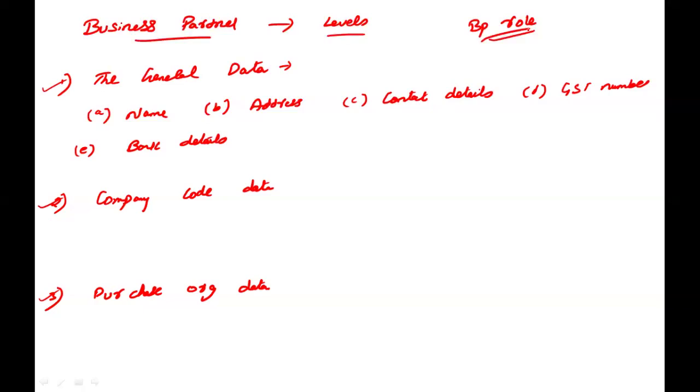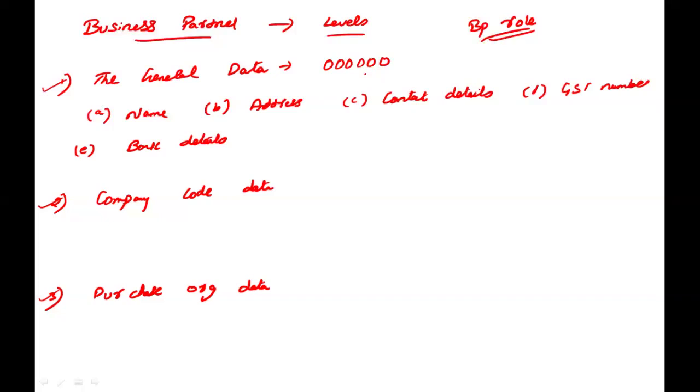The role for the general data is 6 zeros. Whenever you see the 6 zeros in the BP role, you need to assume that you are in the general data. The system will not tell you that you are in general data, company code data, or purchasing data. You will come to know based on the codes you see. So that is a BP role.